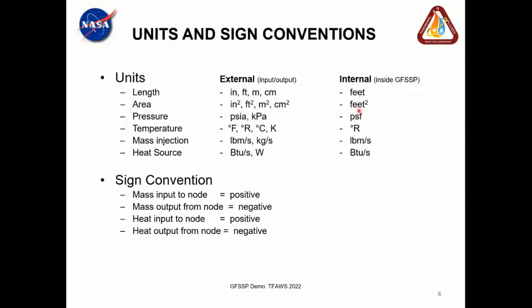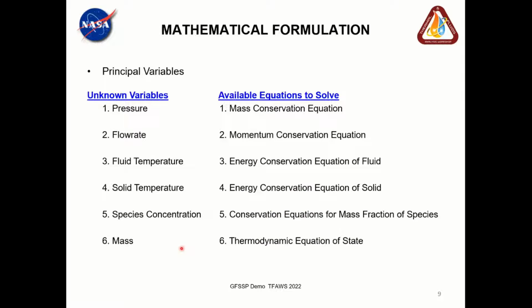So when you are interacting with the code through the user subroutine, if you want to get the values, for area you will get feet square. Pressure, although we provide it in PSIA, is internally pounds per square feet, just to be consistent with the other terms in the equations. Temperatures you can provide in any of these units, but internally it is degree Rankine. Mass injection is in pound mass per second. Heat source is in BTU per second. The sign convention is just like the thermodynamic convention: mass input to the node is positive, mass output is negative, heat input is positive, and heat output is negative.